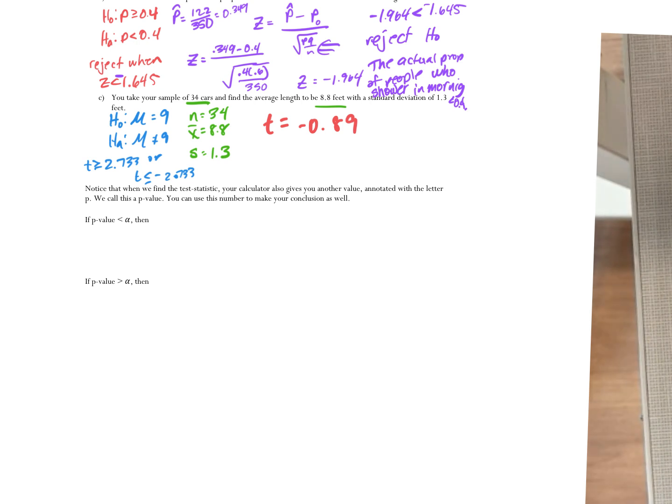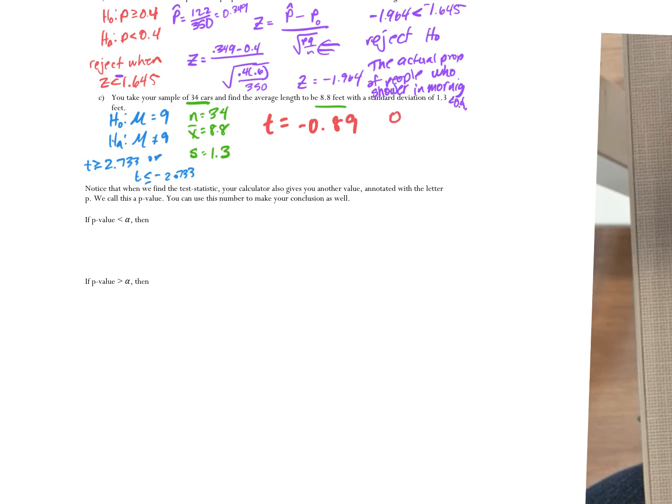It doesn't surprise me that this is a low t statistic, because look how close my sample mean and my null hypothesis are. As I look at this, I'm like, is this evidence that it's not equal to 9? Yeah, but is it convincing evidence? No, not really. Okay? So how does our conclusion work?